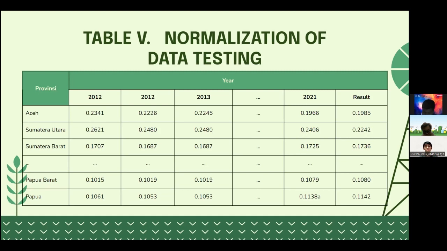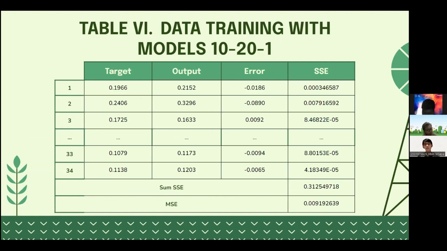On table 5, normalization of data testing, similar to table 4, uses the years 2012 until 2021. On table 6, data training with model 10, 20, and 1, which is the best model that gives us the best accuracy compared to the other models. It shows us the target output, error, SSE, and the mean of the SSE for training data.